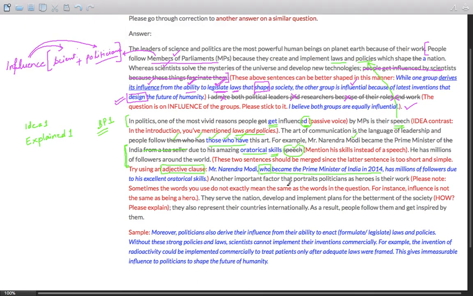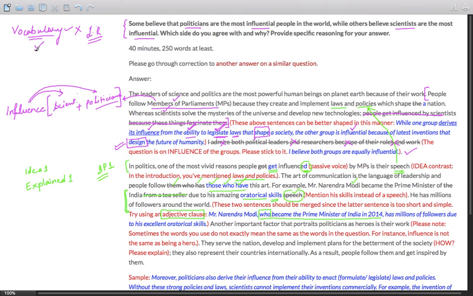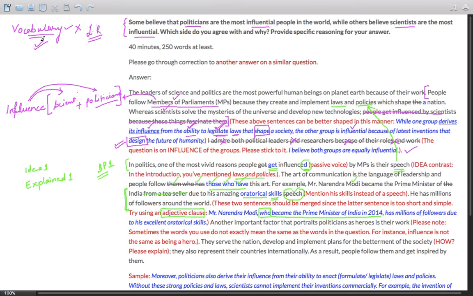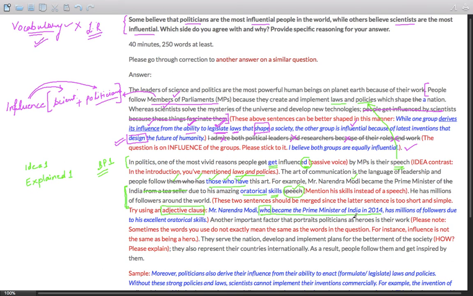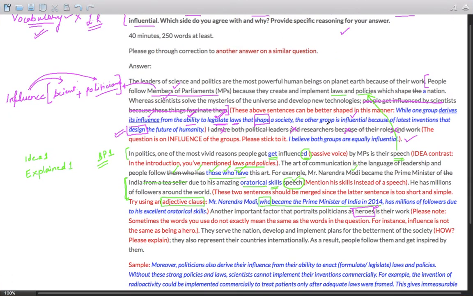"Another important factor that portrays politicians as heroes is their work." Now, this is the mistake I'm talking about: a vocabulary or lexical resource mistake. You are using the word heroes. That does not necessarily mean that they have influence. The focus here should be the influence of politicians. So these words are inaccurate and they do not convey the same meaning as the question statement. So, this is one issue.